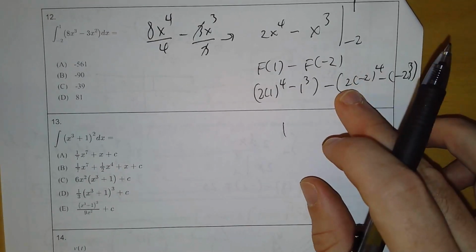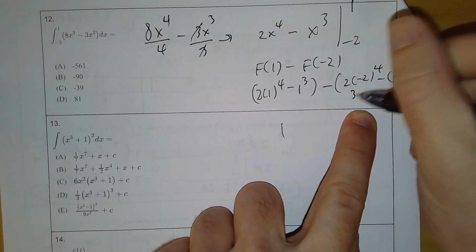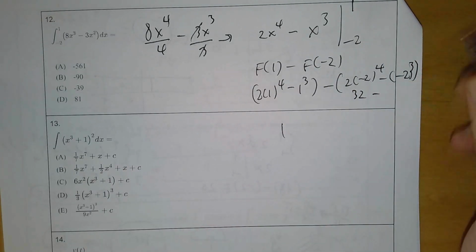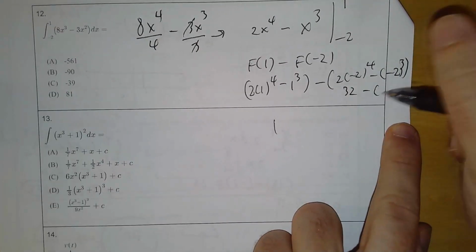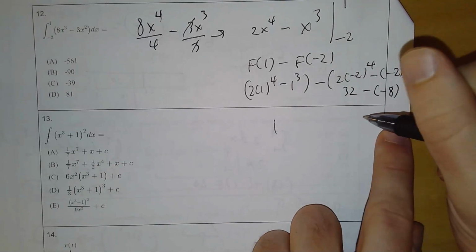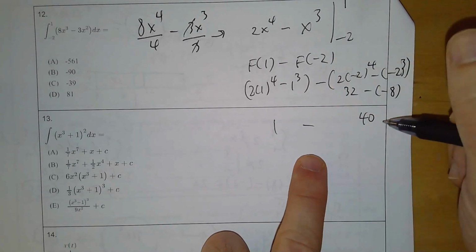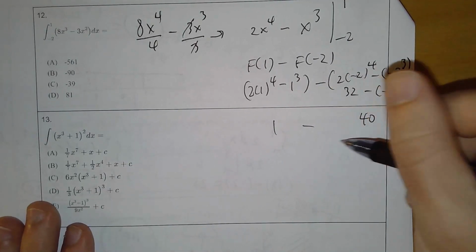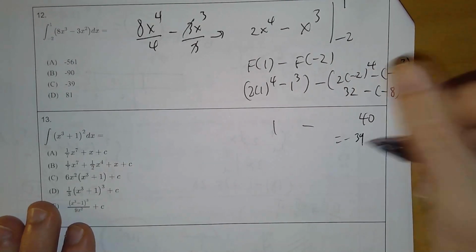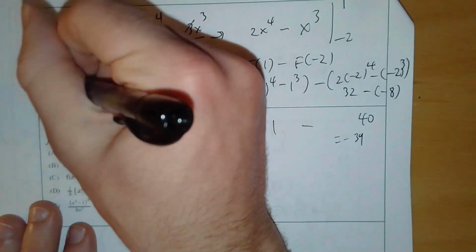16 times 2 is 32. So this is saying 32 right here. 32 minus -2 to the 3rd, which is -8. So it's minus a -8, so this is a 40. So it's 1 minus 40. 1 minus 40 is -39. So this is the answer here.